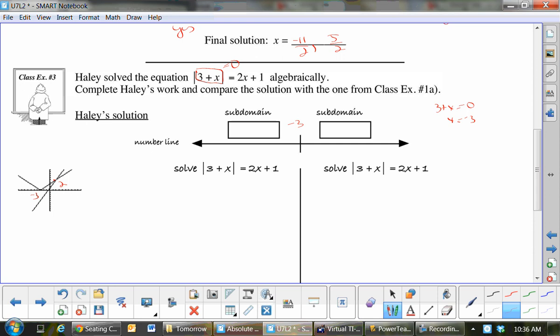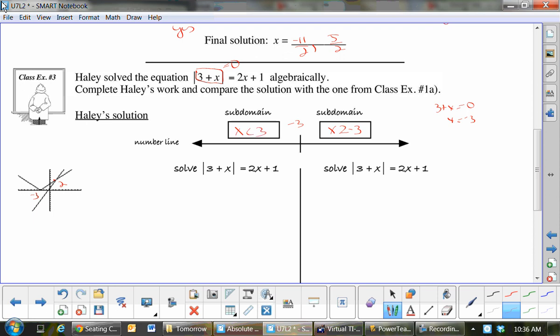What do we put on the right? X is greater than or equal to negative 3. And on the other side, when x is less than negative 3.